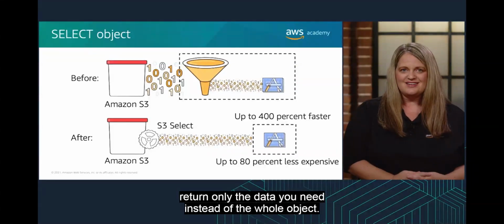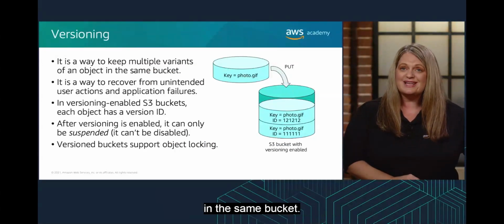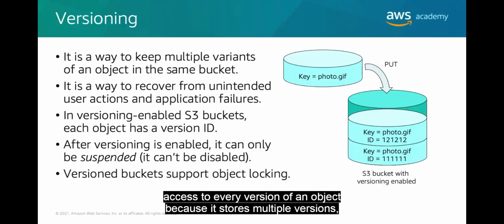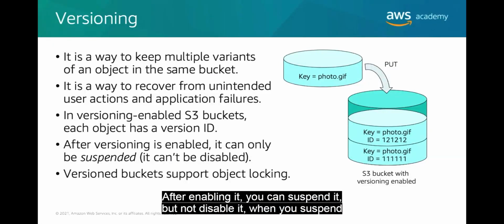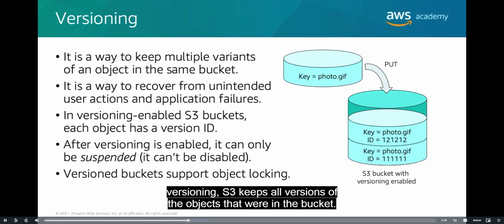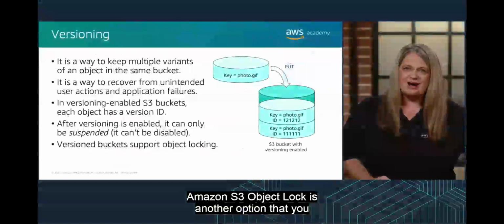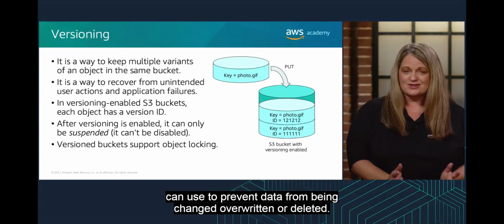Versioning in Amazon S3 means that it keeps multiple variants of an object in the same bucket. When you enable S3 versioning, you can create solutions that give users access to every version of an object. Because it stores multiple versions, you can recover from an unintended object deletion. By default, versioning is disabled in S3 buckets. After enabling it, you can suspend it, but not disable it. When you suspend versioning, S3 keeps all versions of the objects that were in the bucket. Amazon S3 Object Lock is another option that you can use to prevent data from being changed, overwritten, or deleted.